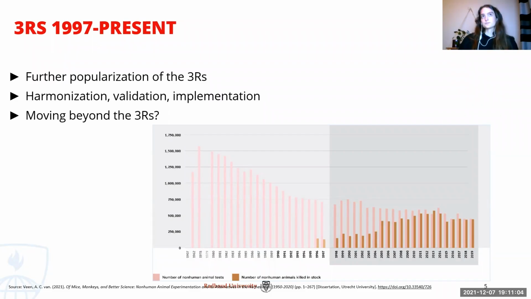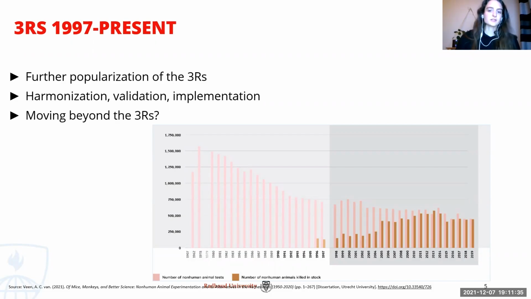And more recently, there have also been some more critical perspectives towards the 3 R's, saying, should we maybe only focus on replacement and not reduction and refinement, or should we move completely beyond the 3 R's, because even the idea of replacement is too much departing from the animal tests, instead of thinking, well, what can we do, starting to think with human biology as the basis and not an animal test that we did in the past.